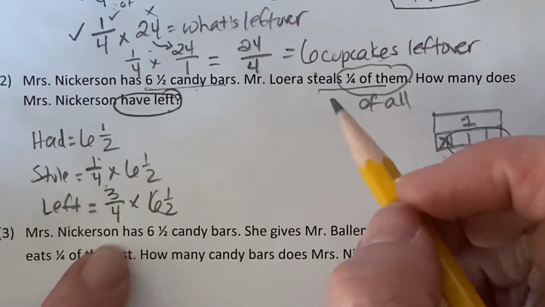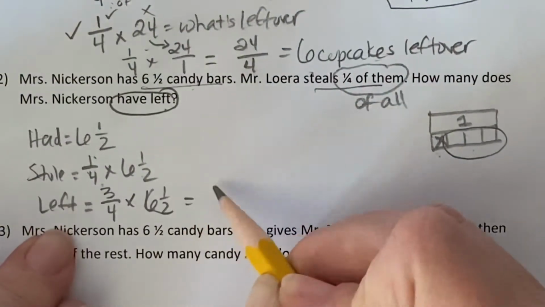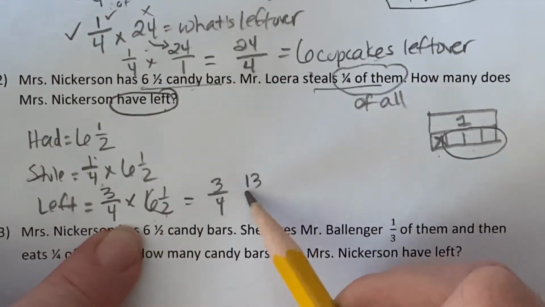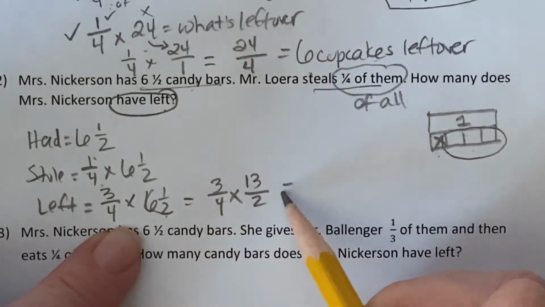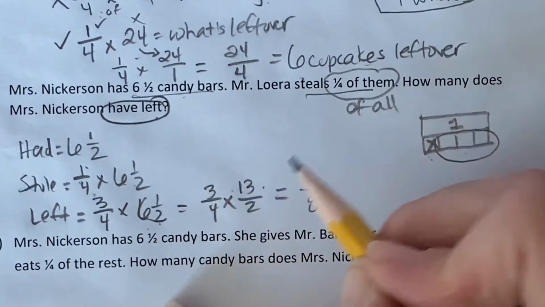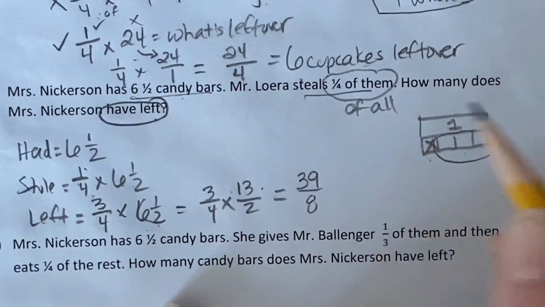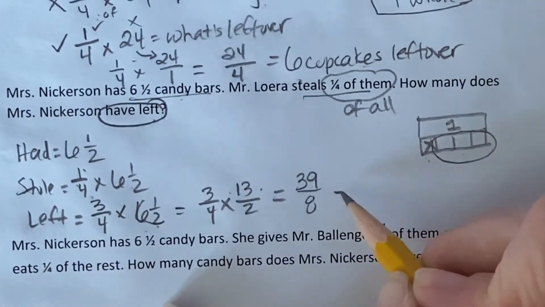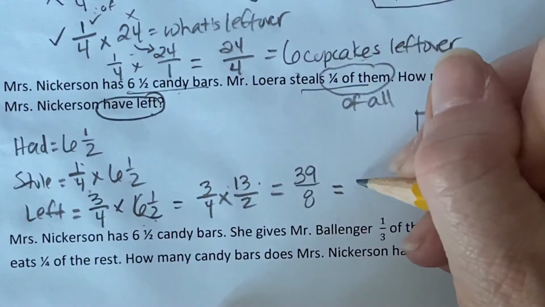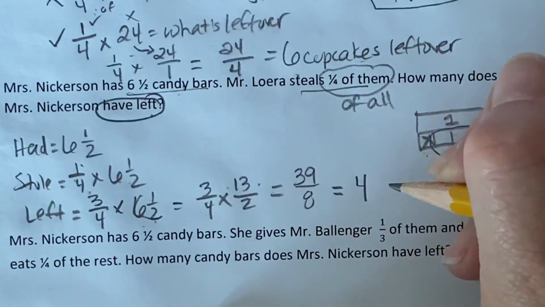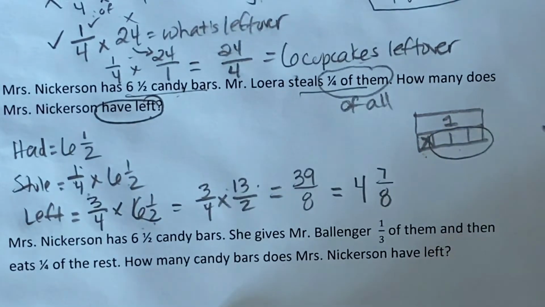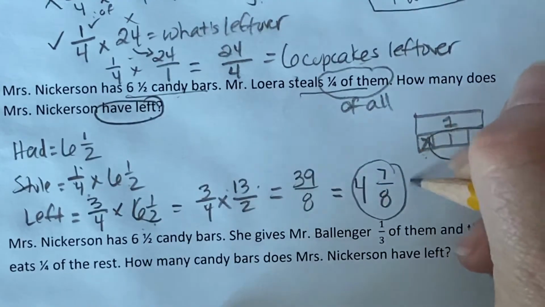Okay. Hopefully you went ahead and solved it. So now I have 3/4. I can't solve it like that. 6 times 2 is 12 plus 1 is 13/2. This is finding out what's left over. 4 times 2 is 8. 3 times 13 should have been 39. I could have left it like that, or I could have converted it. Let's see, 8 can go into 39 4 times. 4 times 8 is 32. And then it has 7/8 left over. That's my leftover.